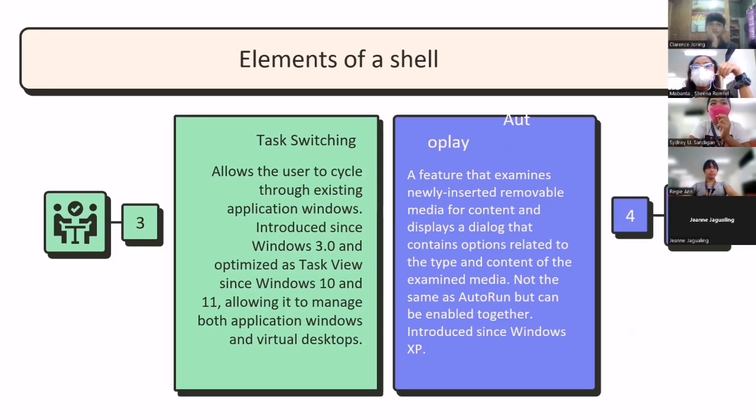Task switching allows the user to cycle through existing application windows. Introduced since Windows 3.0 and optimized as task view since Windows 10 and 11, allowing it to manage both application windows and virtual desktops. Autoplay, a feature that examines newly inserted removable media for content and displays a dialog that contains options related to the type and content of the examined media. Not the same as Autorun, but can be enabled together. Introduced since Windows XP.